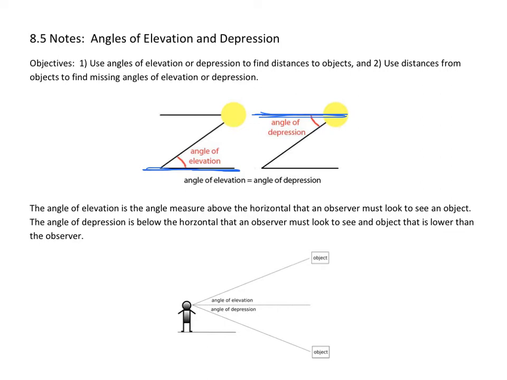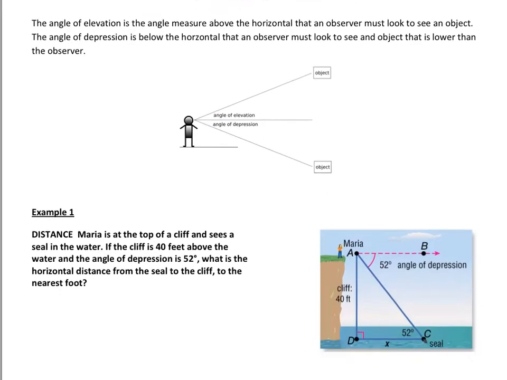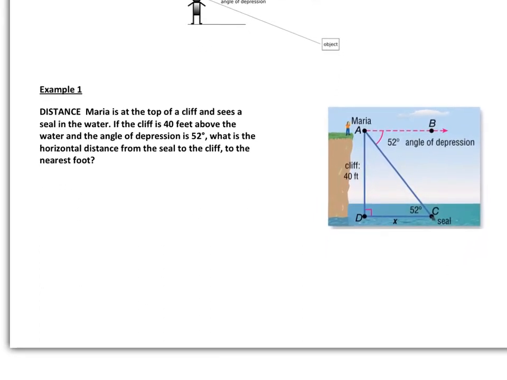Now, in most real life scenarios, these angles of elevation and depression involve human beings looking up or looking down, and therefore it's important to note that the angle here would be from our eyes, from our eyesight, not from our feet, not from the top of our head, but from our eyes. So that's important here, and that's why I included that diagram. All right, let's look at how we use these in scenarios.